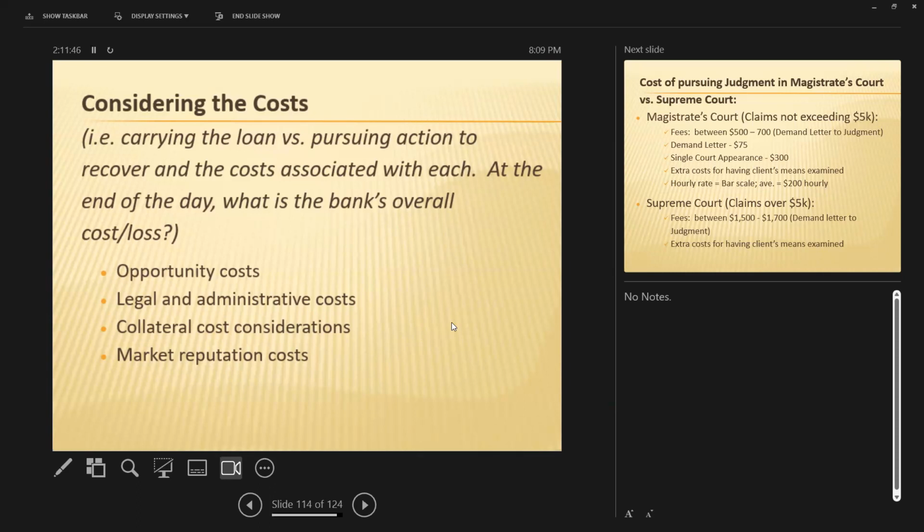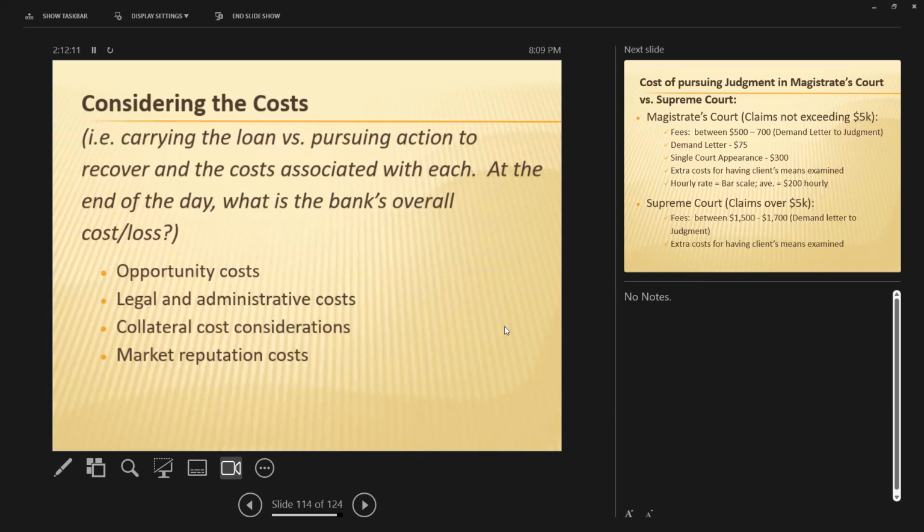do you want that kind of stuff being said about you? Boy, that bank, they're so uncaring. I'm not going back. I can move my loan from them and go to so-and-so and take it somewhere else, right? Or I won't borrow now. Take my money out of there, or whatever it is, right? So, market reputation costs. All right.